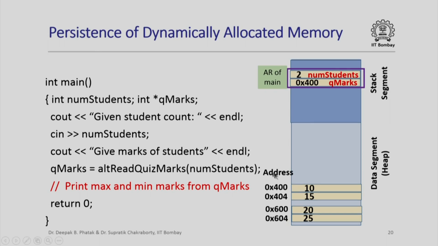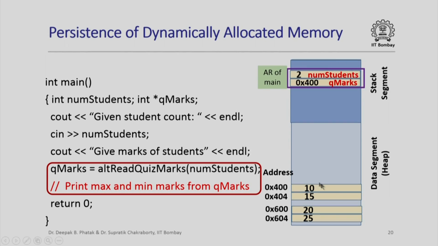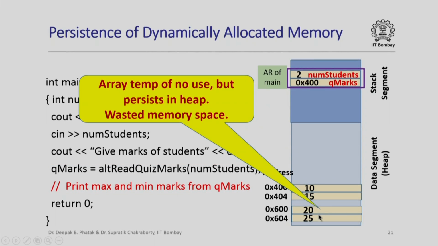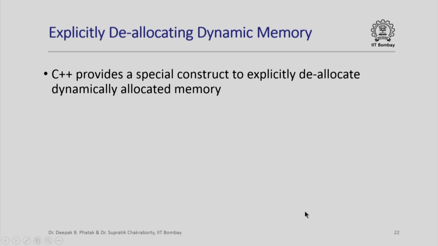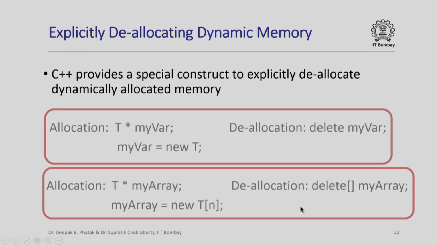in the data segment. But in the main function, what am I going to do? I am actually going to use only the integers at the address which I can access from q marks. So basically I can access only this array of integers which contain the marks, and so I will be using only this array and not using this array. So array temp is of no use in main, but it persists in the heap, and this is why we have wasted memory space. So this is why we need to explicitly deallocate dynamically allocated memory, and C++ provides a special construct to do this.